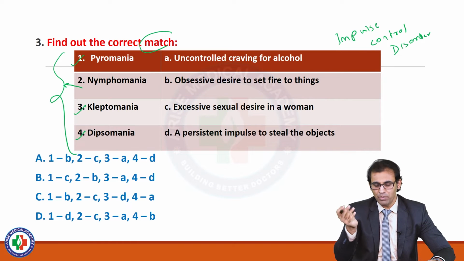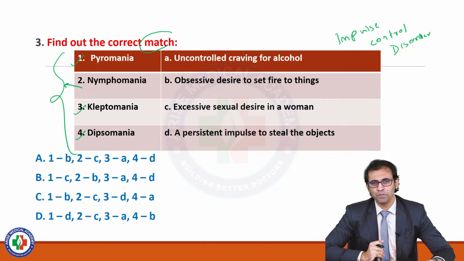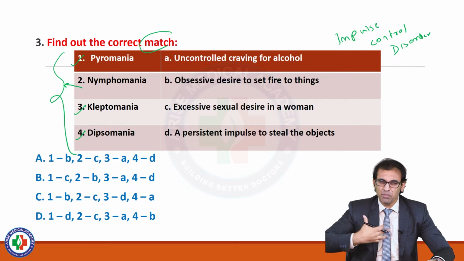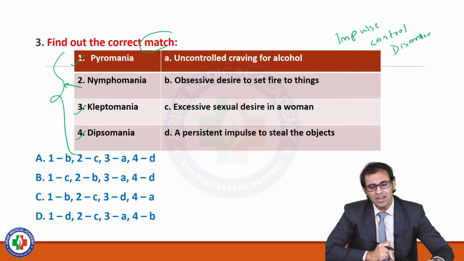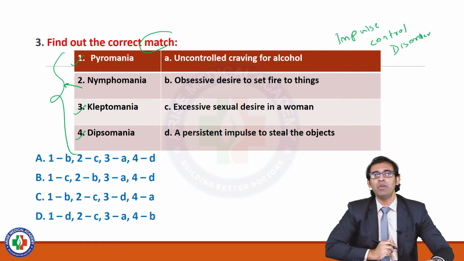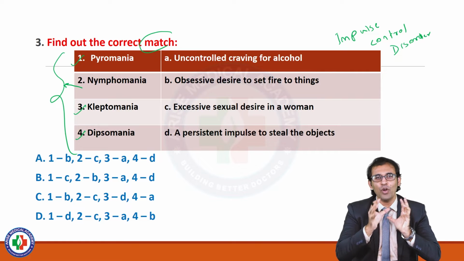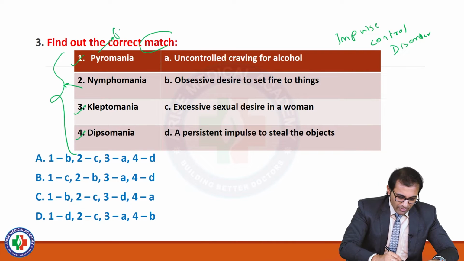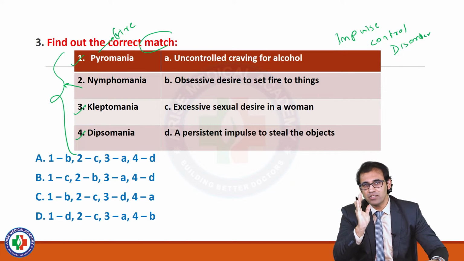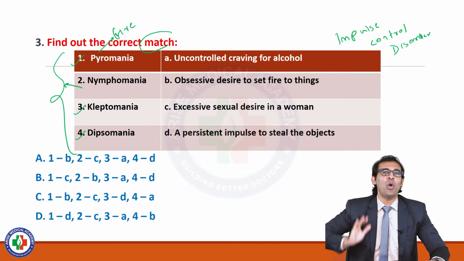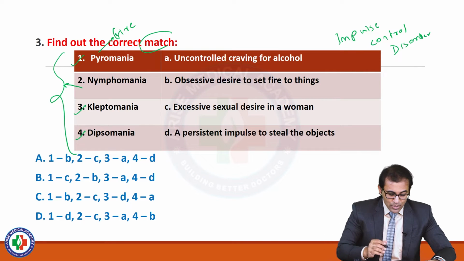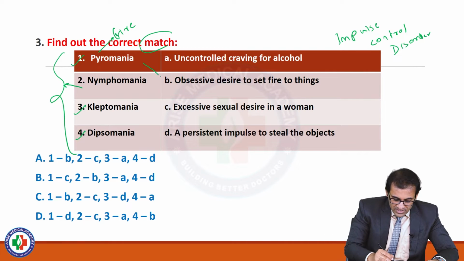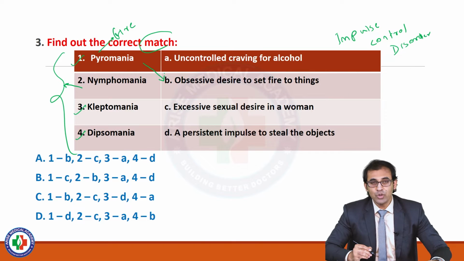Let's understand this. What is the meaning of impulse control disorder? A person has an irresistible urge to perform an act, which can be harmful to others. Until he performs the act, he will not be relaxed, he will not be satisfied. First of all, pyro means fire. Pyromania: until a person sets something on fire, he will not be relaxed or comfortable. So pyromania means what?